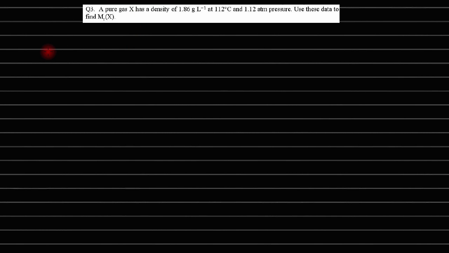Well, to start off with, I'm going to write down my values. I have a density denoted by rho equaling 1.86 grams per litre. We have a temperature equaling 112 degrees Celsius. 112 degrees Celsius in Kelvin is the same as 385 Kelvin. And then we're also told we have a pressure, little p, equaling 1.12 atmospheric pressure.